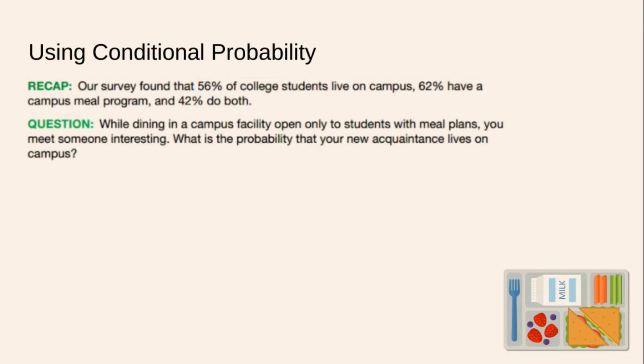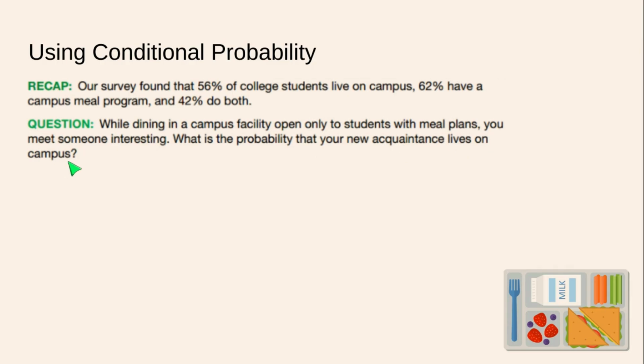Here's another example, and we don't have a two-way table for this one, but the formula turns out to be really, really convenient here. Our survey found that 56% of college students live on campus, 62% have a campus meal program, and 42% do both. That's from our prior video. While dining in a campus facility open only to students with meal plans, you meet someone interesting. That'll happen in college. What is the probability that your new acquaintance lives on campus?